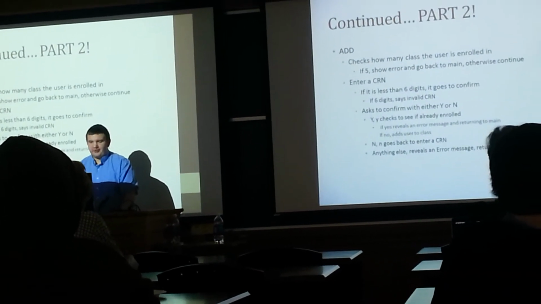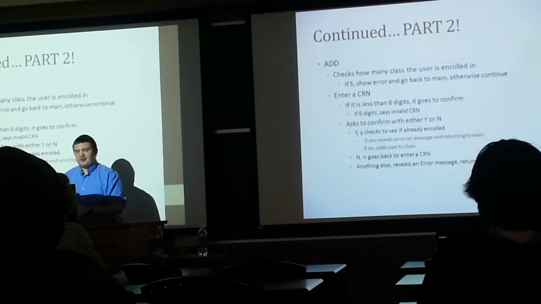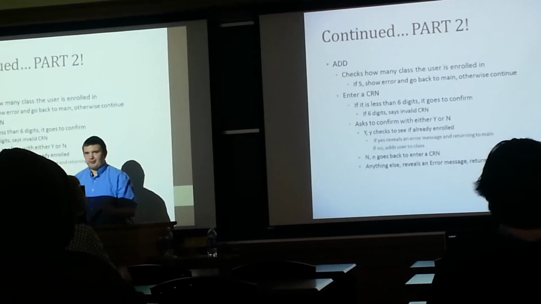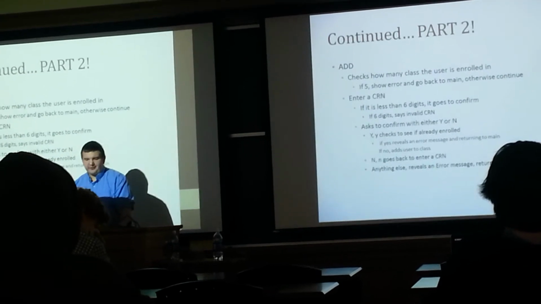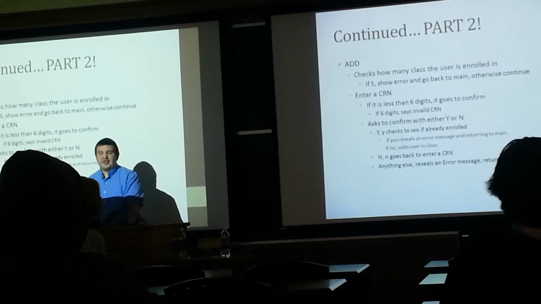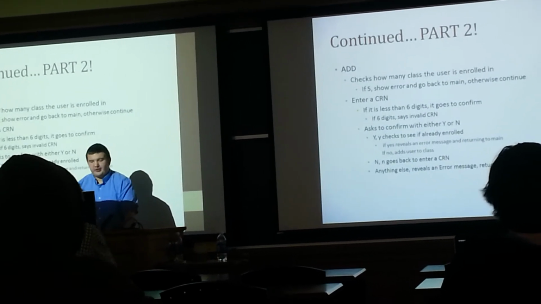Add checks how many classes users enrolled in. If you're currently registered in 5, it's based on the merit system where most people have 5 classes and 3 credits, but I didn't go into the credit-based system, mainly just number of classes. If you're currently enrolled in 5 classes, it shows an error and goes back to main. Otherwise, continues, asks the user to enter a CRN number.